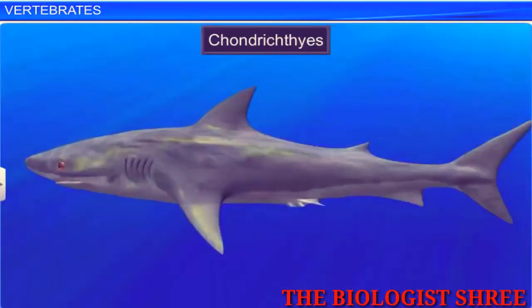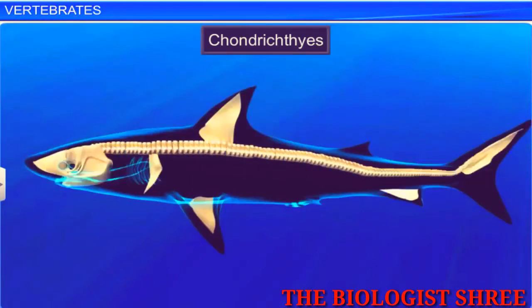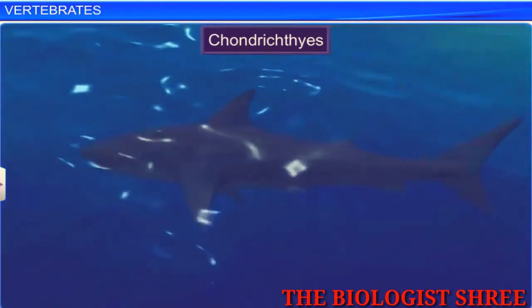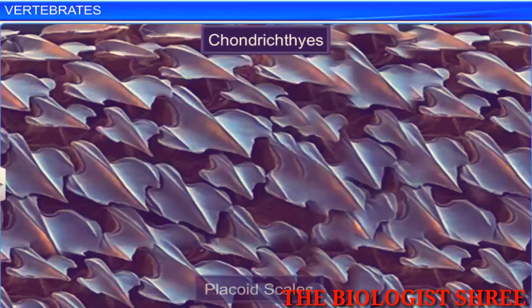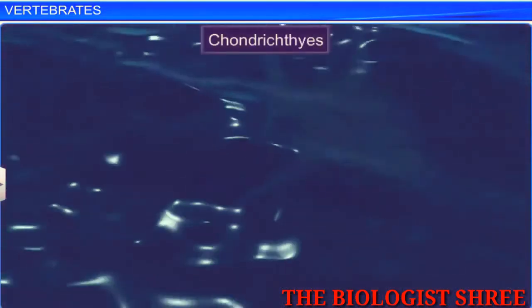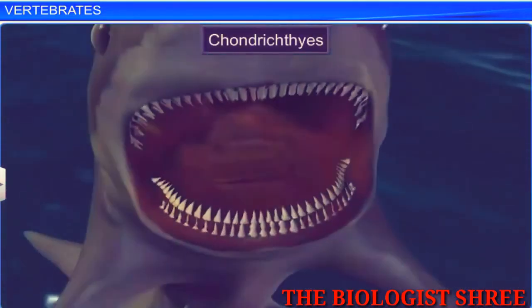Chondrichthyes are marine fish with a streamlined body and a cartilaginous endoskeleton. Interestingly, the notochord is persistent throughout their lifespan. Their skin is tough due to the presence of minute placoid scales. In fact, their teeth are modified placoid scales.